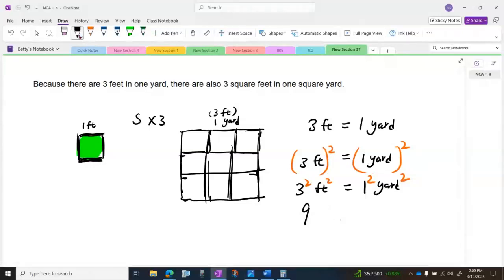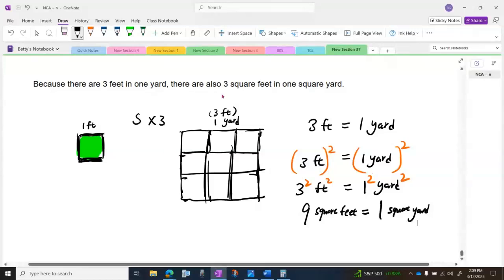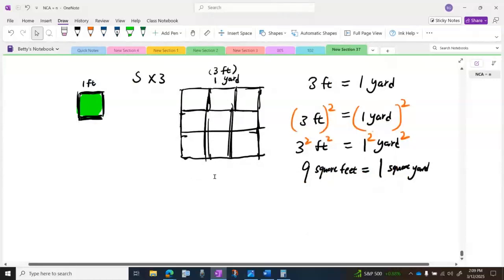So 9 square feet equals 1 square yard, right? So this is false. There are 9 square feet in 1 square yard, and you see it now, right? And what happens in 3 dimensions? Since we are here, I don't mind doing a similar one. Volume is a 3-dimensional concept.